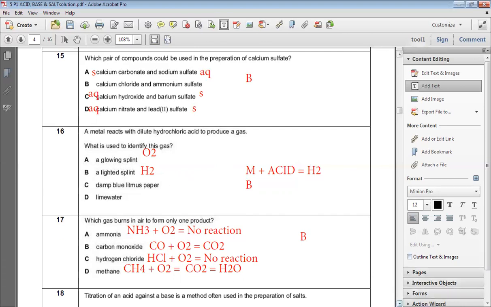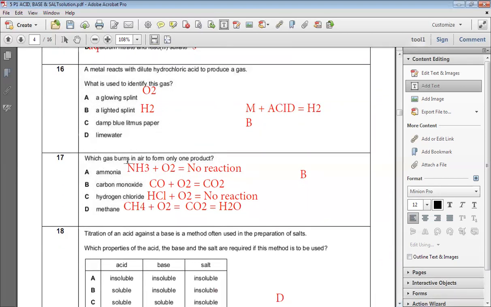Question number 17. Which gas burns in air to form only one product? Option B is correct. Ammonia and oxygen react at very high temperature to produce nitric acid and water, but there is no reaction at normal temperature. So two different products should be there. Ammonia plus oxygen changes to nitric oxide, NO, plus H2O.